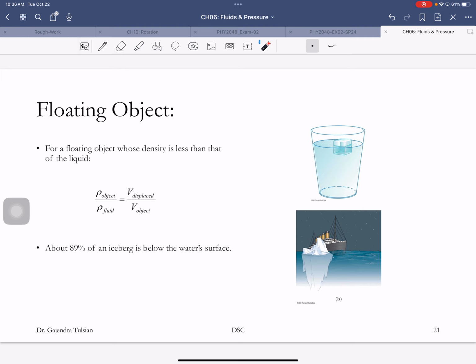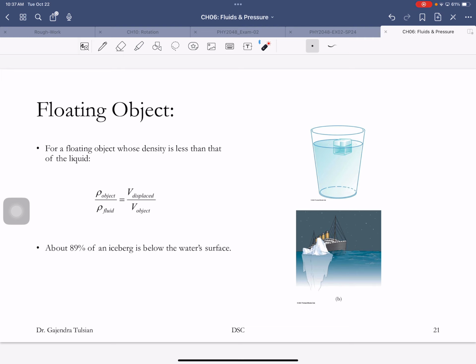Okay, so the density of the object divided by the density of the fluid is equal to the volume displaced, which is the volume underwater, divided by the volume of the object. So when an object is floating, the displaced volume is less than the volume of the object. This number is less than 1, and so the object density has to be less than the density of the fluid. That's only when it can float.